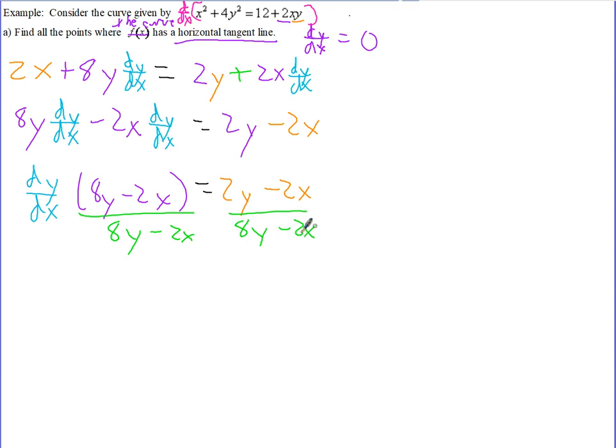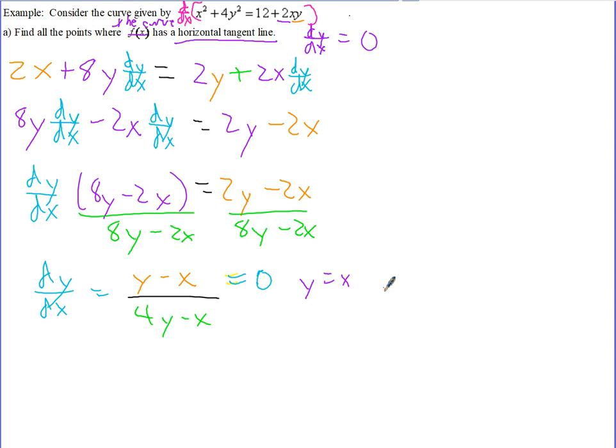And notice on this one, you can actually reduce it if you want to. You don't have to, but everything's divisible by 2. So you could reduce it and just get y minus x divided by 4y minus x. Okay, and then remember, for horizontal tangent lines, where the slope is 0, you set the numerator equal to 0. And when you solve that, you get y equals x, x equals y, either way.